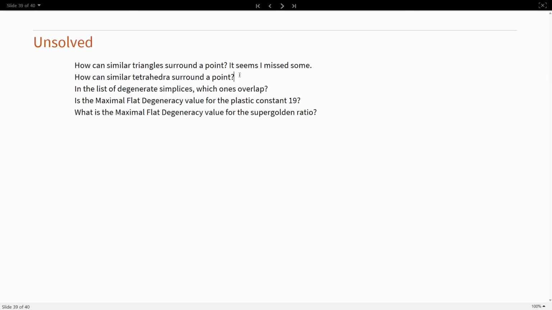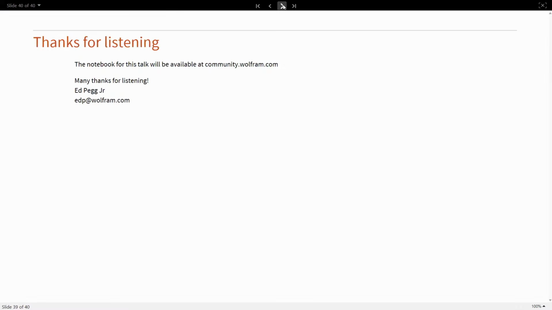How can similar tetrahedrons surround a point? This is something I still don't know. In the list of degenerate simplices, which ones overlap? That's something of a larger study that I'd like to try out. Is the maximal flat degeneracy value for the plastic constant actually 19? And what is the maximal flat degeneracy value for the super golden ratio and other constants? Those are a couple of questions that I came up with after putting this talk together.